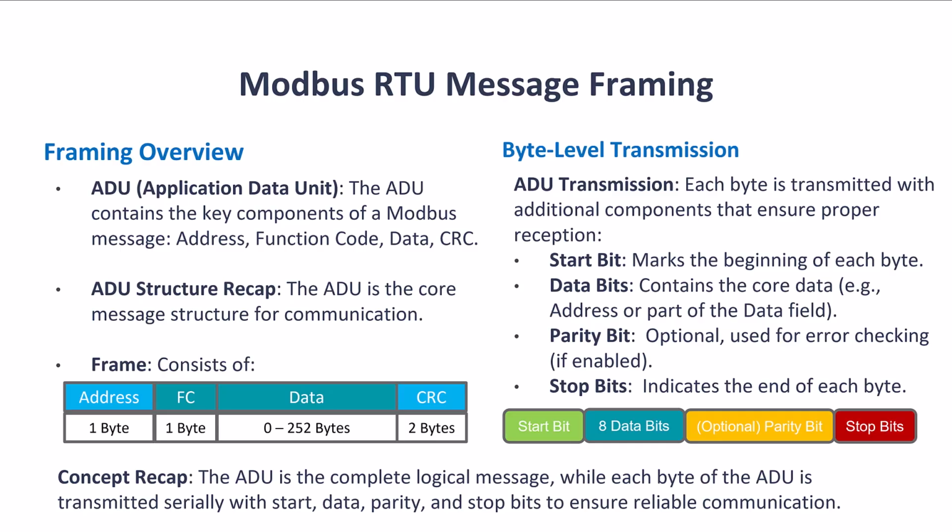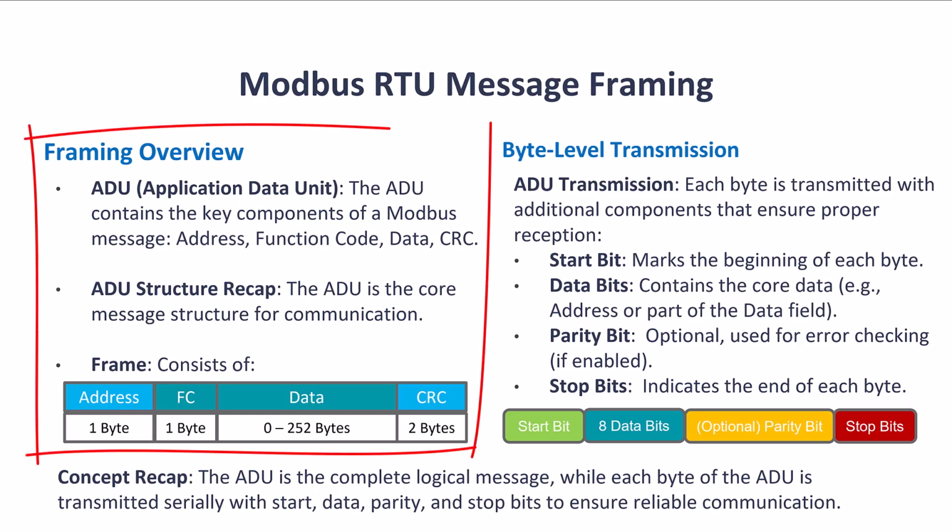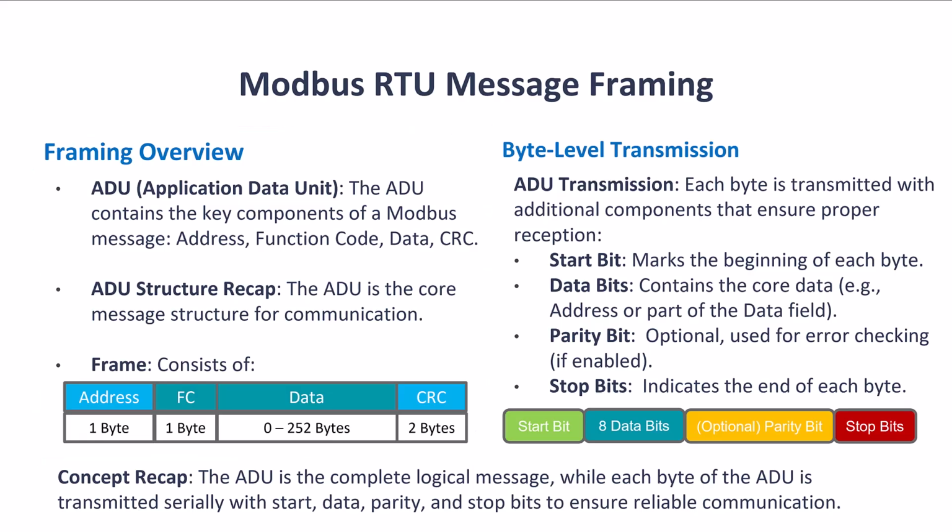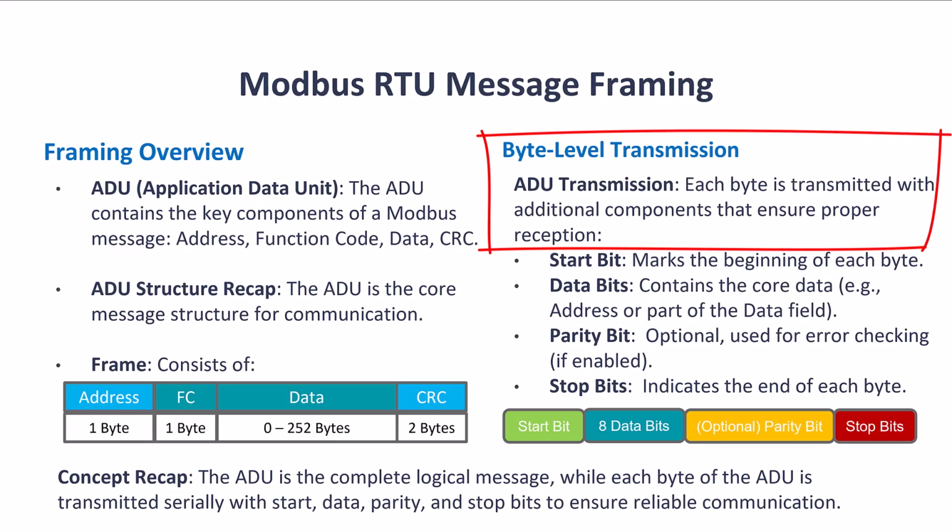So now that we've covered the PDU and ADU, let's talk about how Modbus RTU messages are framed for transmission. This framing is essential for ensuring that each receiving device can correctly interpret each message. The application data unit forms the complete Modbus message sent over the network. It includes all the key components we discussed earlier: address, function code, data, and CRC. To transmit this message physically, each byte of the ADU must be properly framed. This is where byte-level transmission comes in.